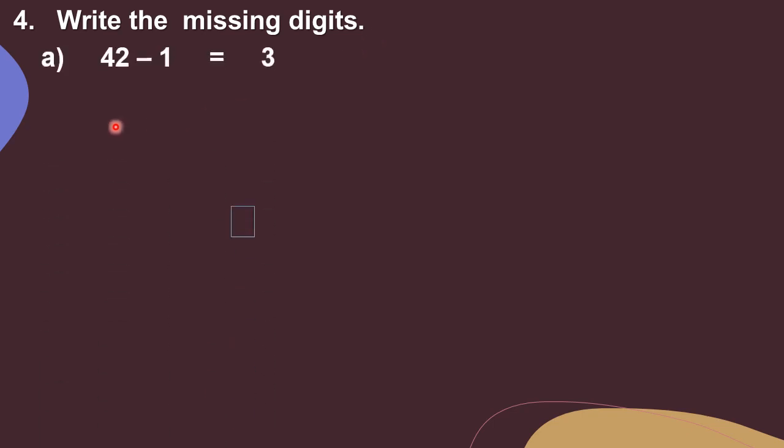Understood? Now write the missing digits. So here this is given to us: 42 minus 1, then box बना हुआ है is equal to box and 3. This is given to us. Okay, we have arranged it in columns. Now we have to solve it beta. We have to fill these digits, okay, in columns.